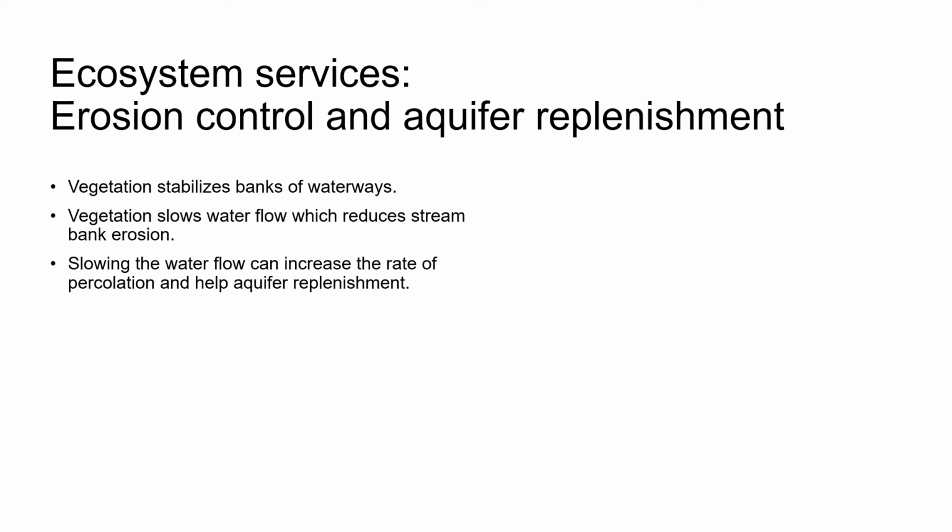As mentioned in the previous slide, vegetation can stabilize the banks of waterways. It can also slow the flow of water, which can help provide flood protection and erosion control. Slowing the flow of water, allowing it to remain in the channel for longer, can increase the rate of water percolation into the ground, which can help with aquifer replenishment.